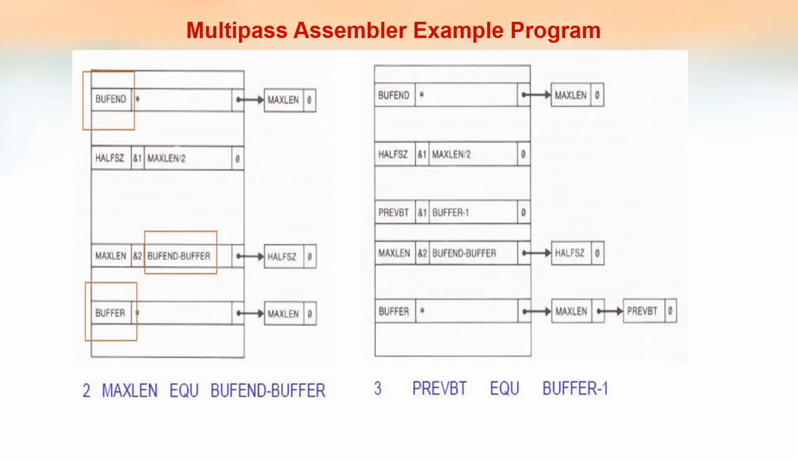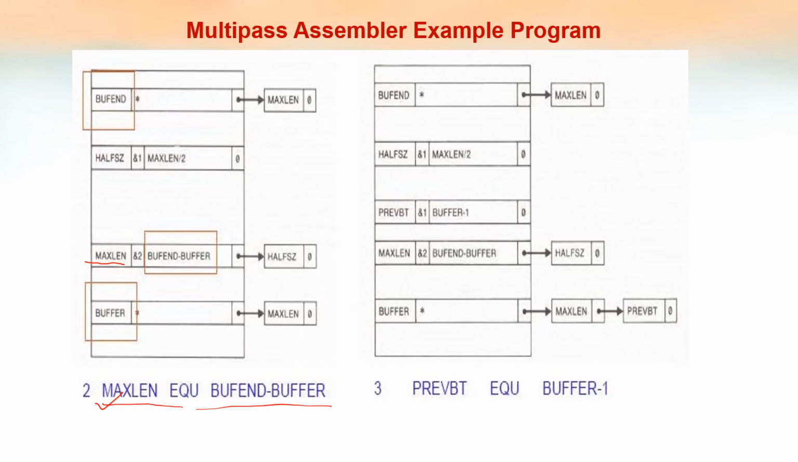Now we can see the processing of the second line. The second line I have written over here: max LEN EQU buffend minus buffer. In a similar way to how we processed the first line, we make entries into the symbol table for the second line. Max LEN already has an entry in the symbol table. In the first pass we entered max LEN, and at that time we left the defining expression blank.